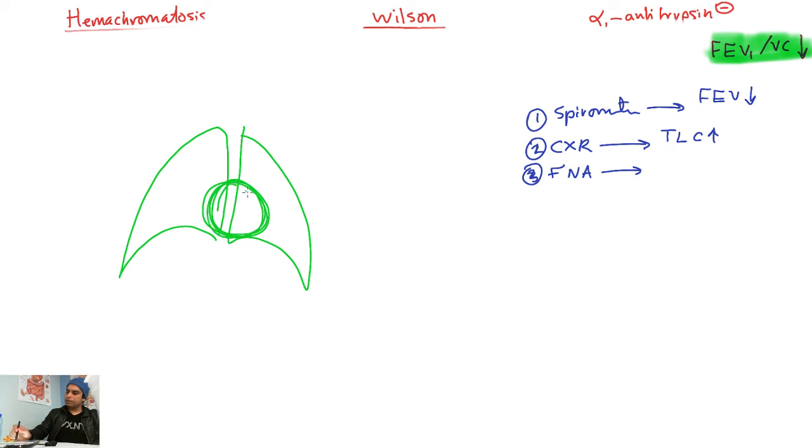Okay. So if you see this, that means the distance from here to here plus the distance from here to here would equal the diameter of the heart. Obviously the distance on the left side will be lesser because the heart is more on the left side, right? Overall. So that's one thing. This space will appear dark. Let me just color it dark.